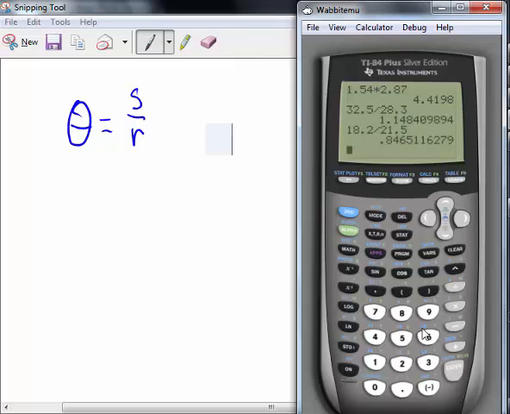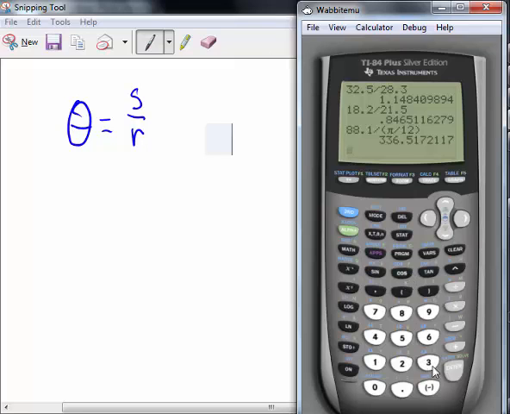Number 10, we would take theta is pi over 12 and S is 88.1, so you'd take 88.1 divided by parentheses pi divided by 12, and we would get the radius is 336. 337 would be the radius.